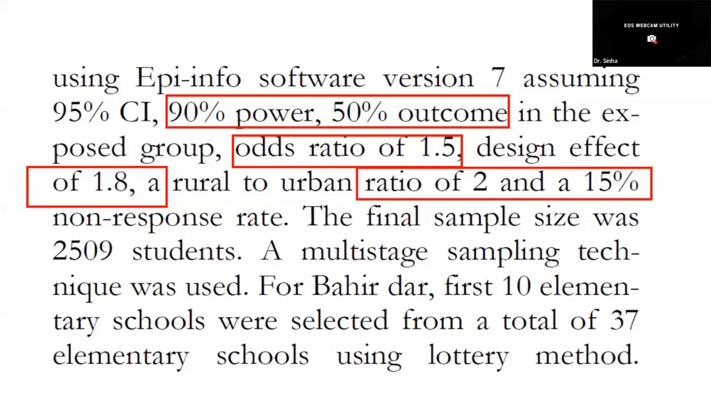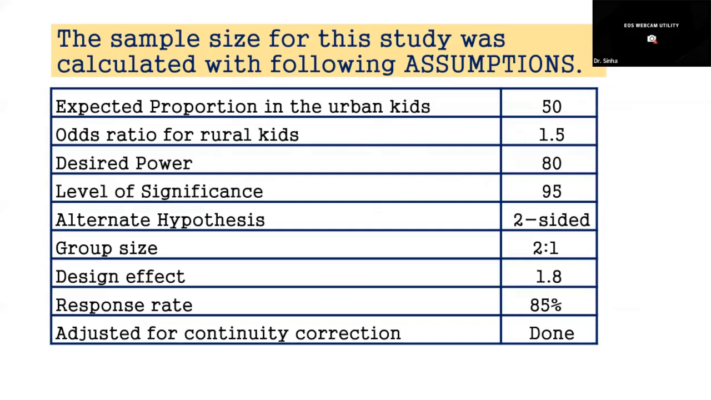Now, all of you, please calculate the sample size. I will display this slide. Expected proportion in the urban kids is 50. Odds ratio is 1.5 for rural kids. And right now you do it for the equal group size, then we'll increase that. 1:1. So all of you, please calculate this.